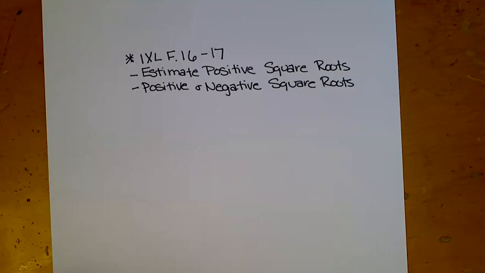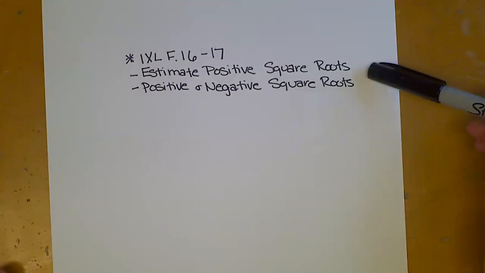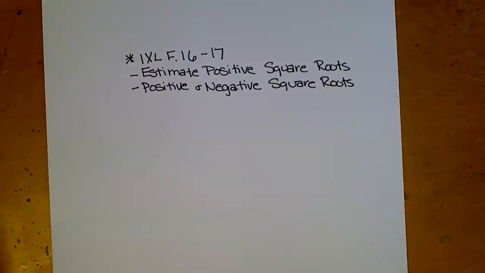We are going to be going over the two sections in IXL, F16 and 17, estimate positive square roots and positive and negative square roots. I'm going to go ahead and switch back over to IXL. I'm not sure we're going to do much on paper today. This is more learning a new skill. Hopefully some of this will be familiar to you as you have memorized your times tables at a different time.